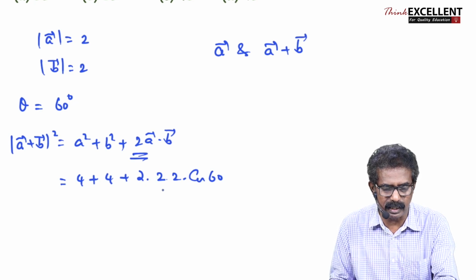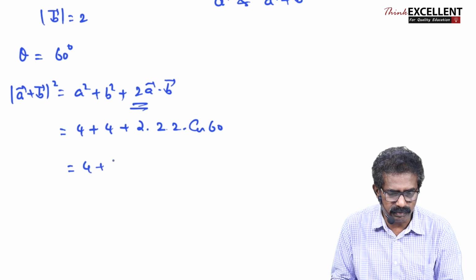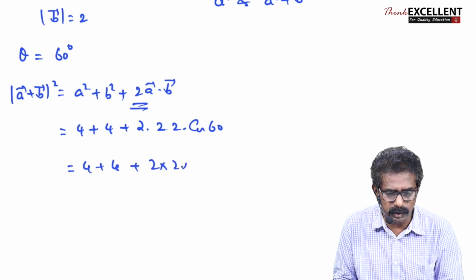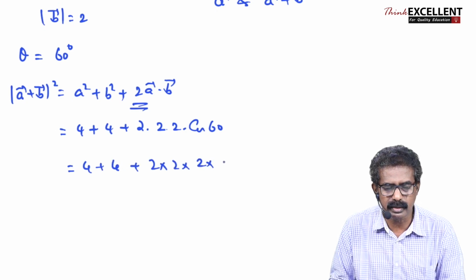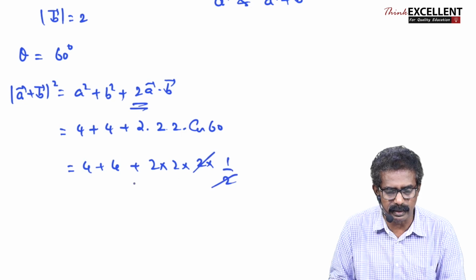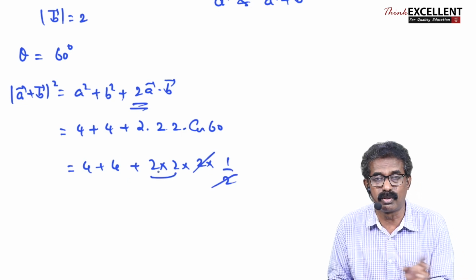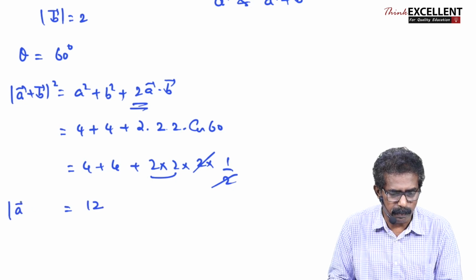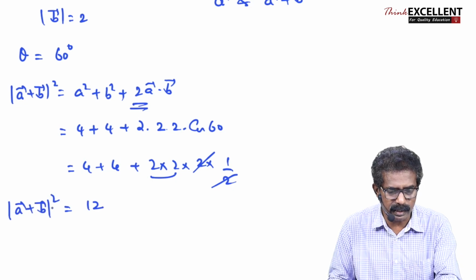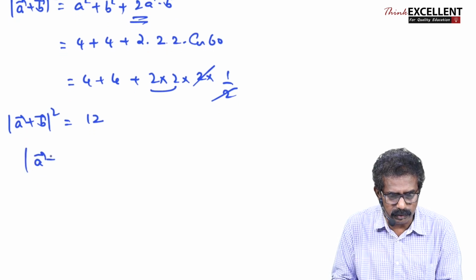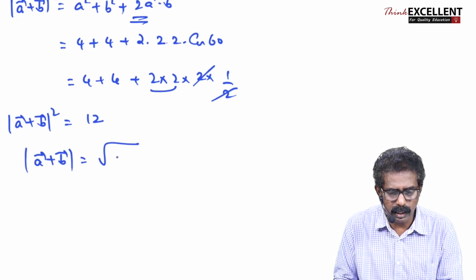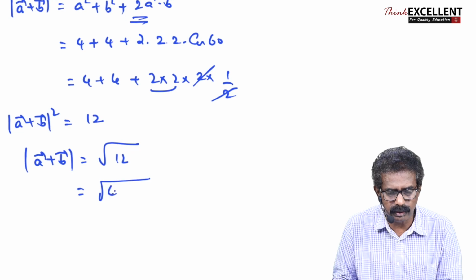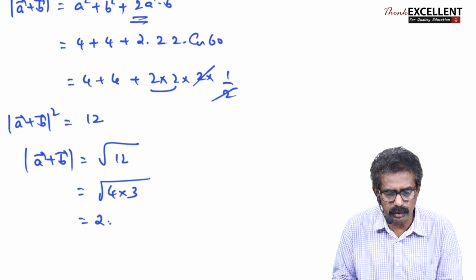A, B means modulus of A, modulus of B. This 2 is already there, right? So 4 plus 2 into 2 into 2 into cos 60, which is 1 by 2, the 2 cancels. So 2 into 2 is another 4. 4 plus 4, it is equal to what? 12. 4 plus 4 plus 4 is 12. This is modulus A plus B square. So modulus A plus B is equal to root 12, which can be written as root of 4 into 3. Root 4 is 2, so 2 root 3, right?